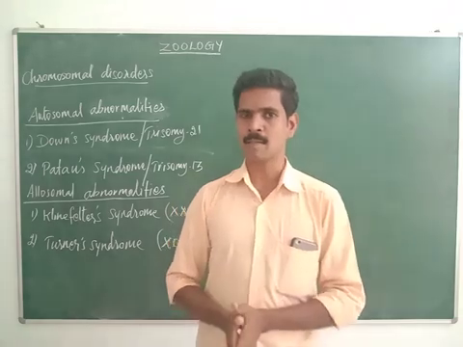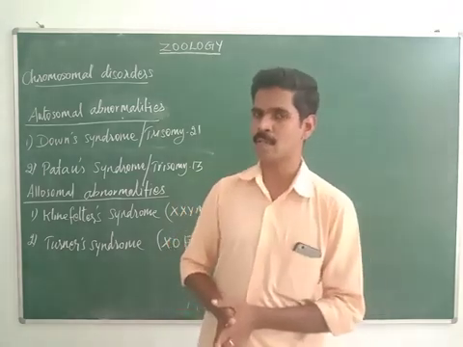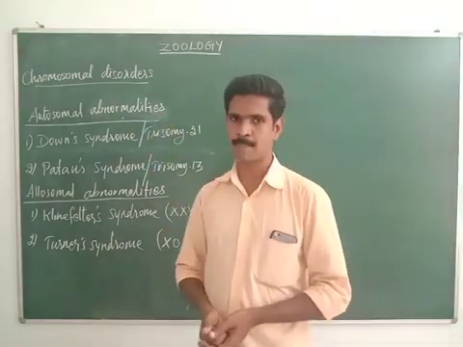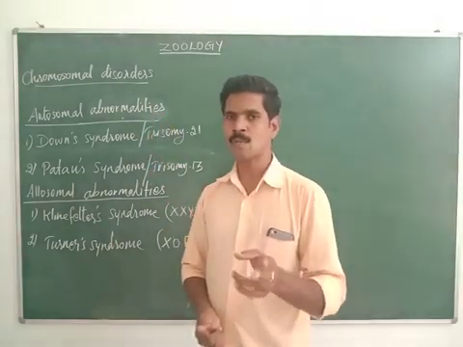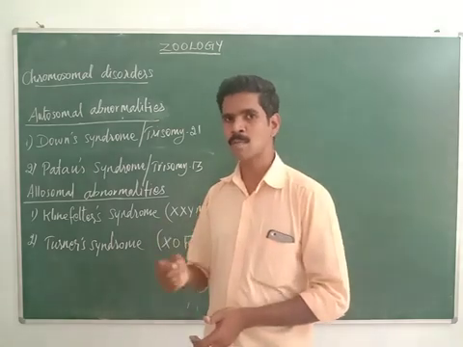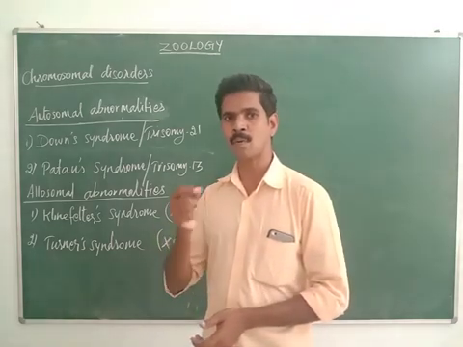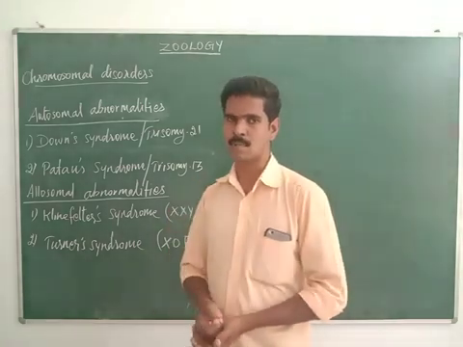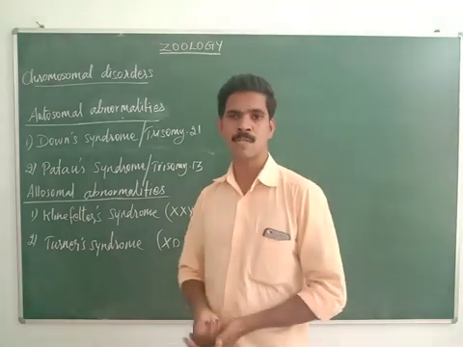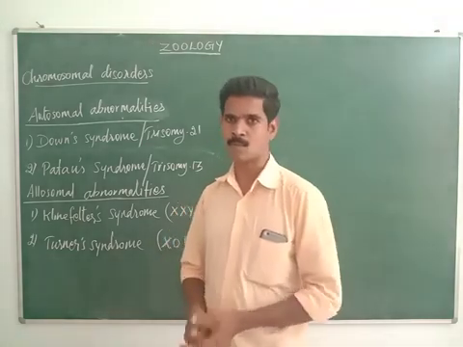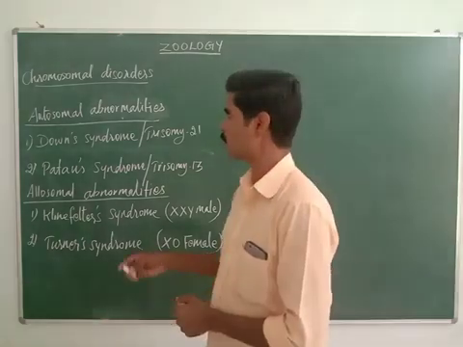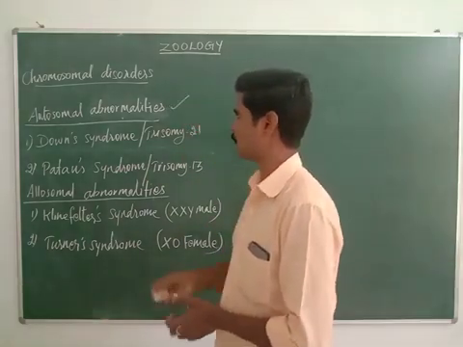So in this class, today we are going to study some examples of these chromosomal disorders. Already I told you there are two types of chromosomes, autosomes and allosomes. So chromosomal disorders affect both autosomes and allosomes. Some autosomes are affected by some diseases and allosomes are also affected by some diseases. First we are going to study autosomal abnormalities.